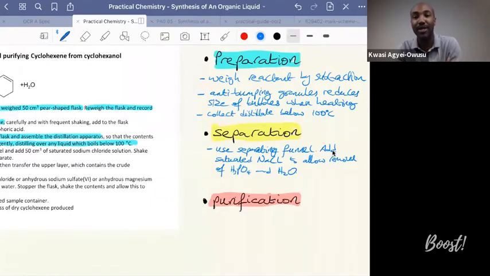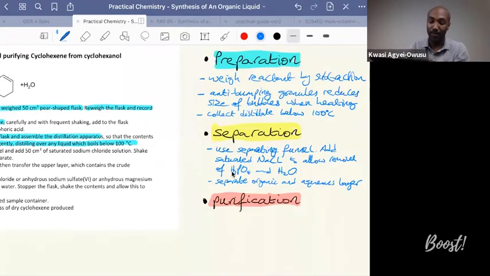Okay, so having used a separating funnel and shaken our product with saturated brine, we can get rid of some of the acid and water present, and we can then use the tap to separate the organic layer from the aqueous layer. Okay, so once we've done that, we can then consider how we're going to go about purifying our product.